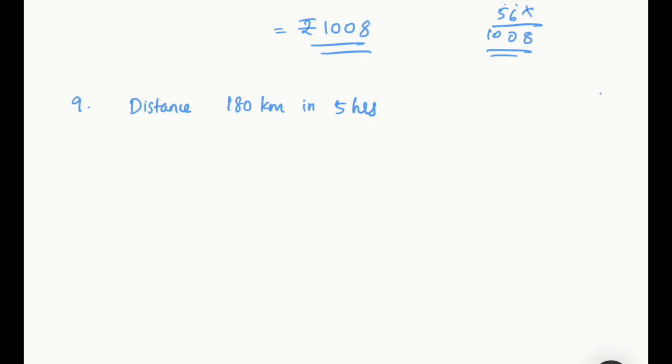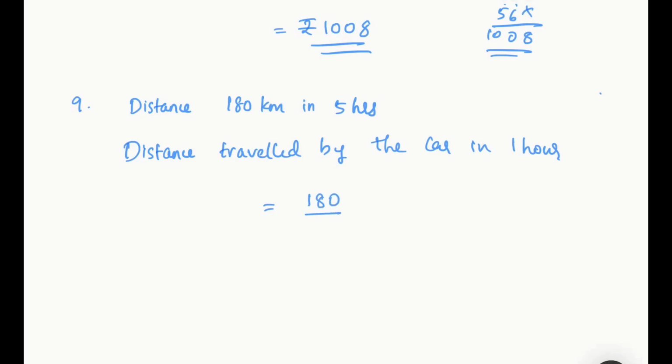First let us find out how much distance it has travelled in 1 hour. Distance travelled by the car in 1 hour is equal to 180 divided by 5. 5 3s are 15, 3, 0. Again 5 6s are 30. So it is 36 kilometer.